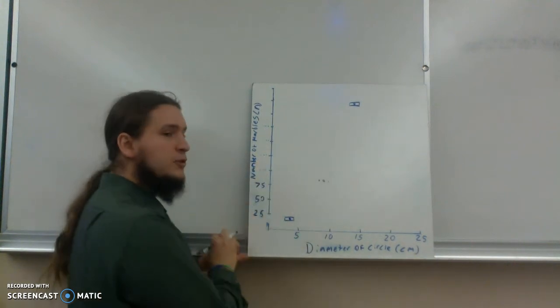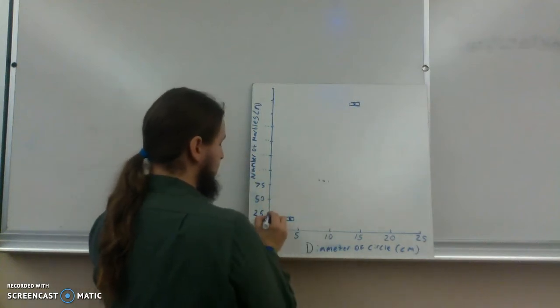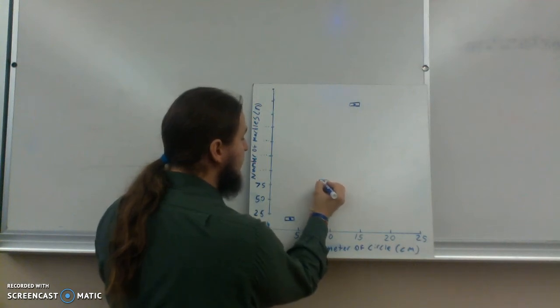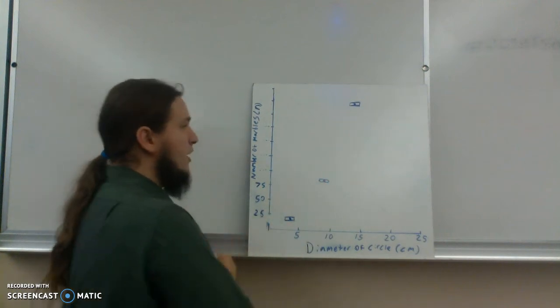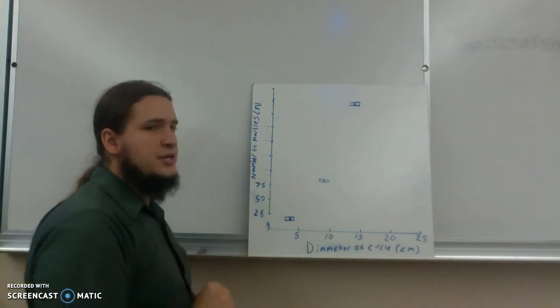Our uncertainty in marbles was 1 marble. If this is 0 marbles and that's 25 marbles, 1 marble is going to be just a little bit higher. So our boxes for this experiment are going to be kind of long and narrow. All right, pause the video now to add the data points and uncertainty boxes.